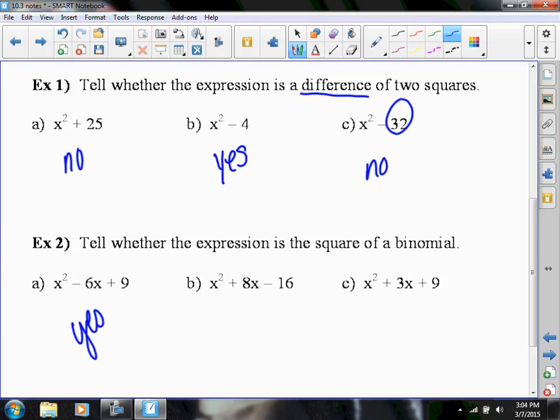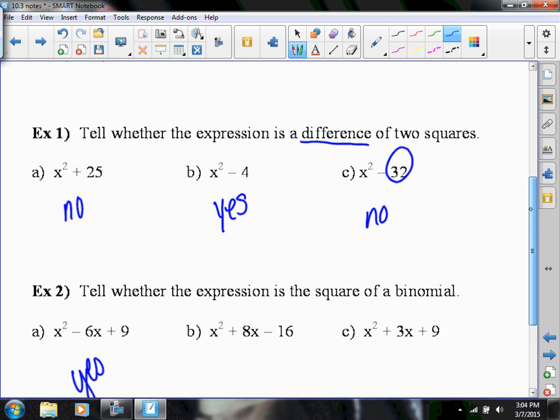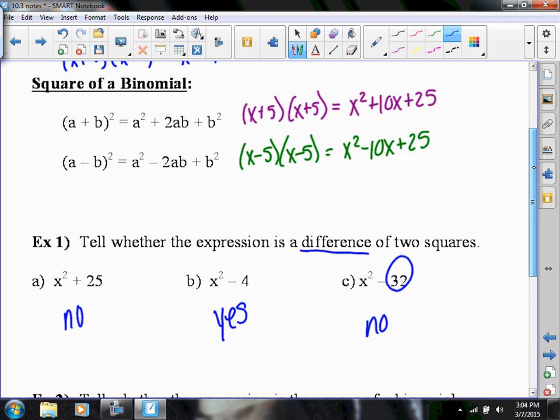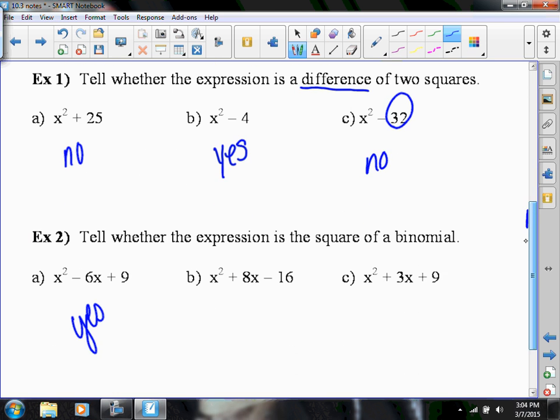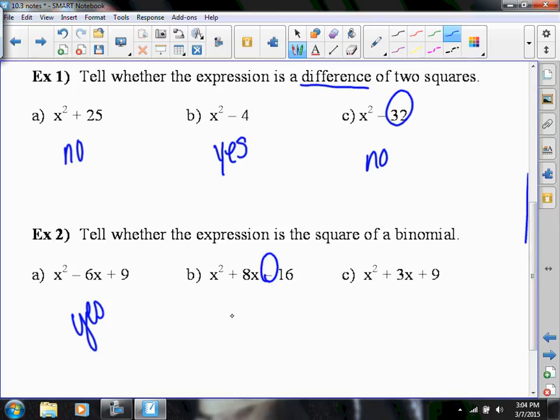Okay, part B, I have a plus minus for my signs. We didn't have a plus minus up here. We had a plus plus and a minus plus. So because the signs are not following that pattern, no, that one's not going to be the square of a binomial.